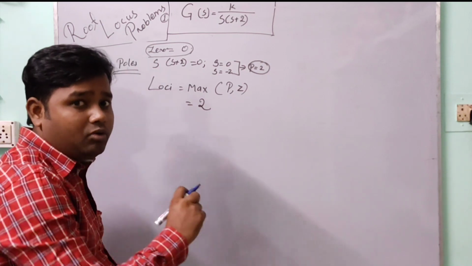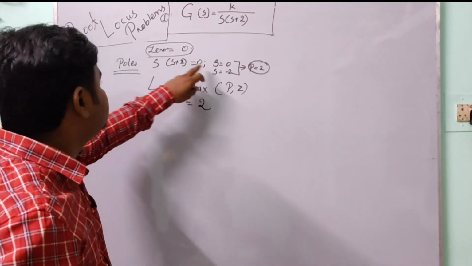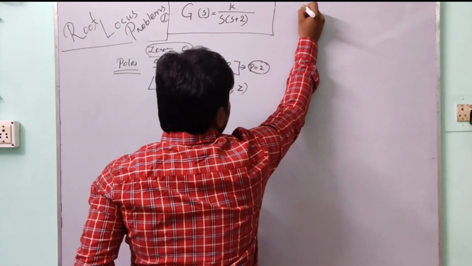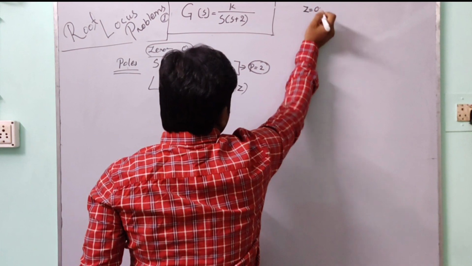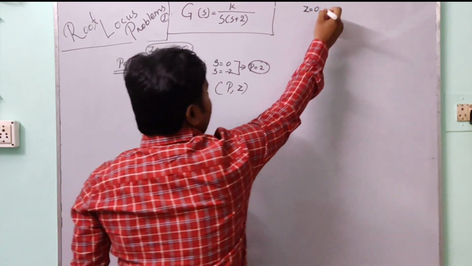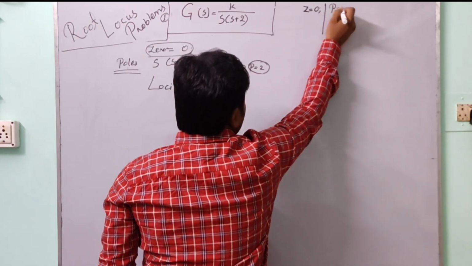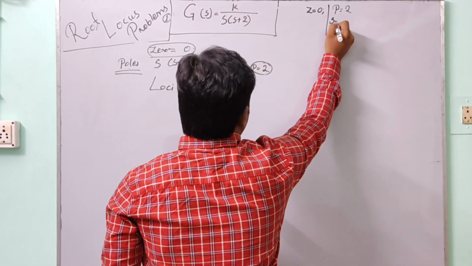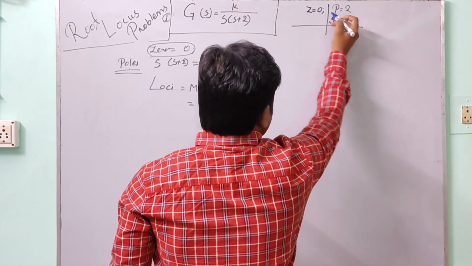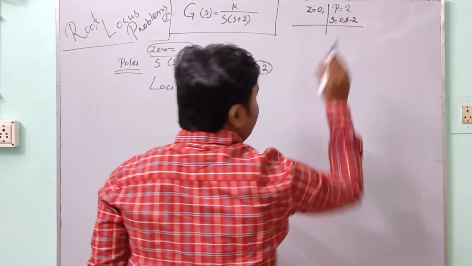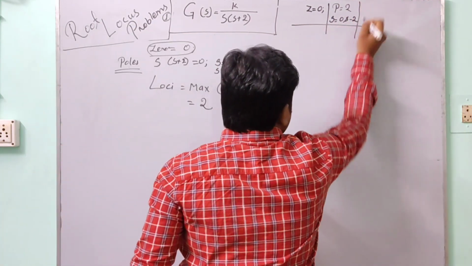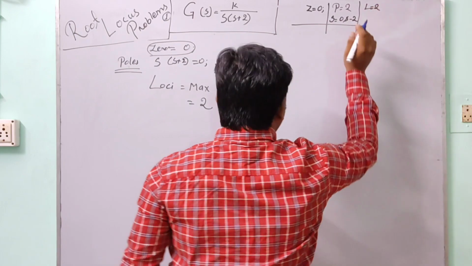Till now we have found the number of poles is P = 2 and the number of zeros is Z = 0. That means Z = 0, since there is no value of s, and the number of poles is 2, at s = 0 and s = -2. So the number of poles and zeros at the points I have already got, and the number of loci is L = 2.